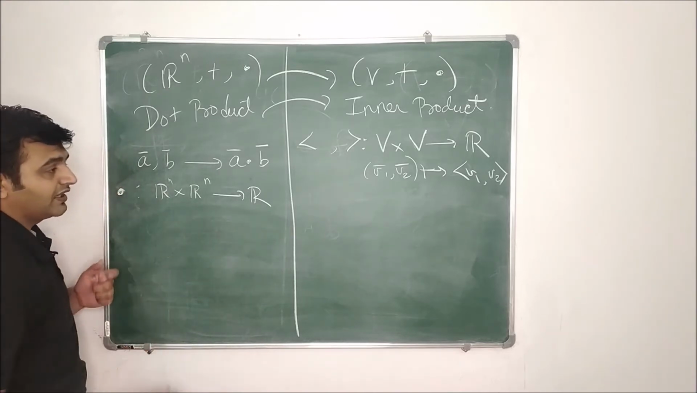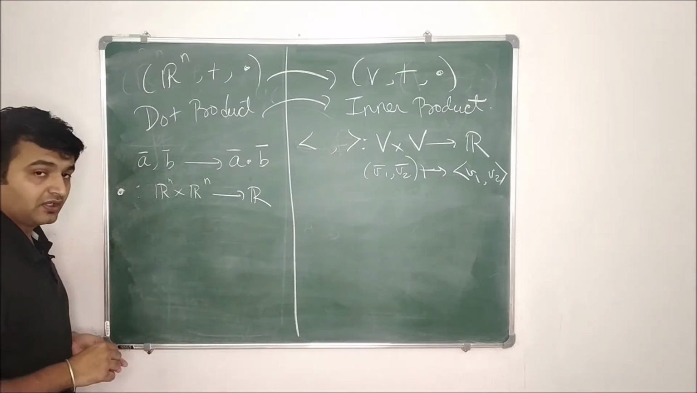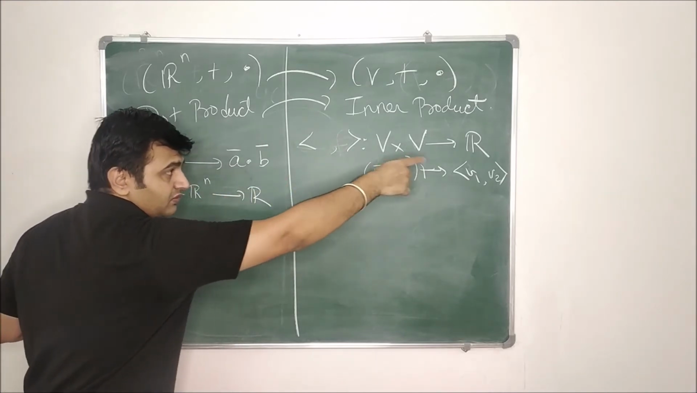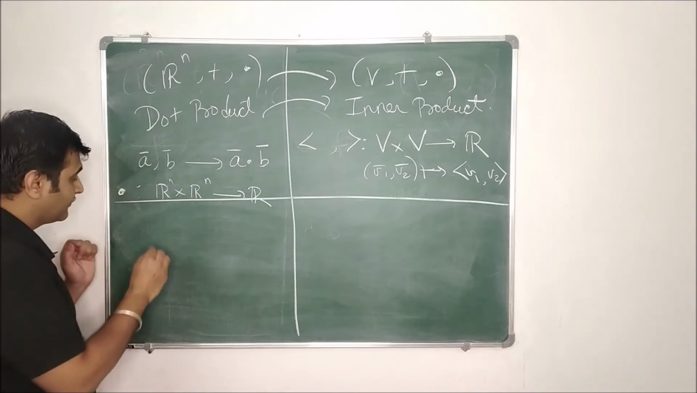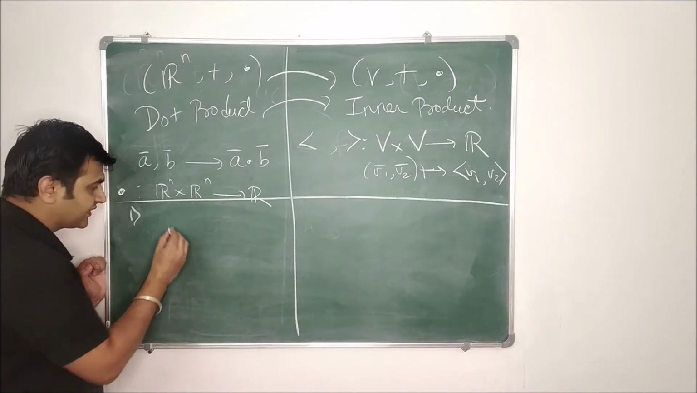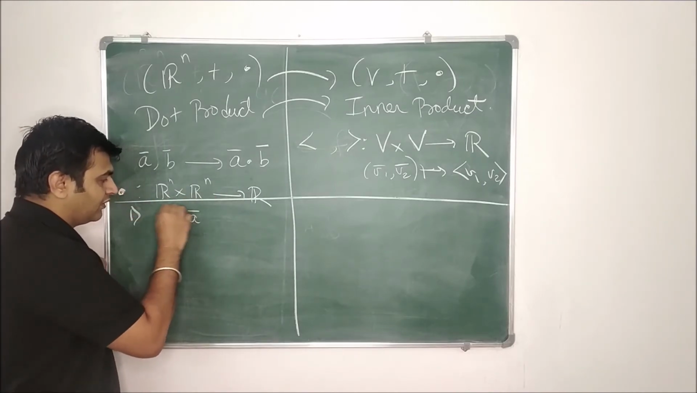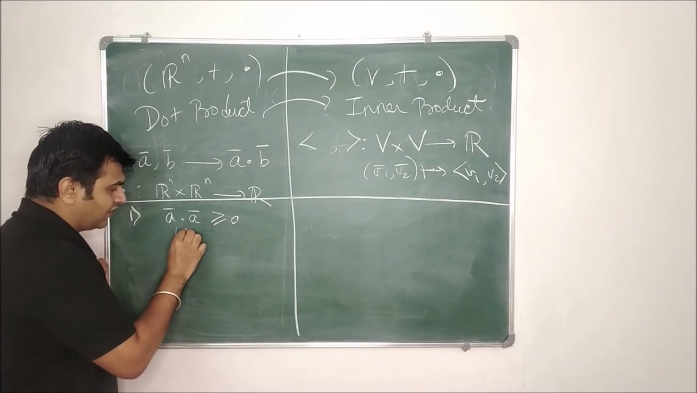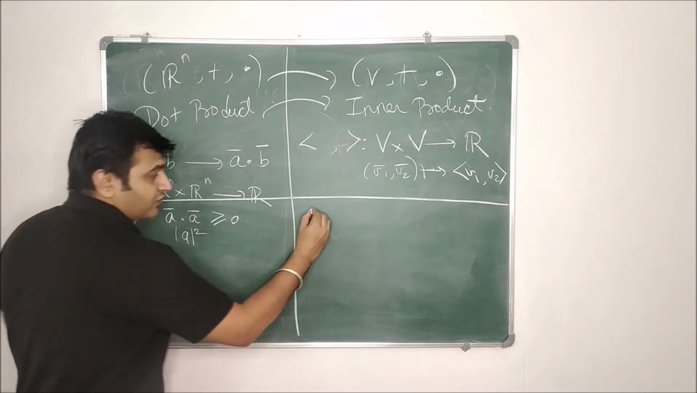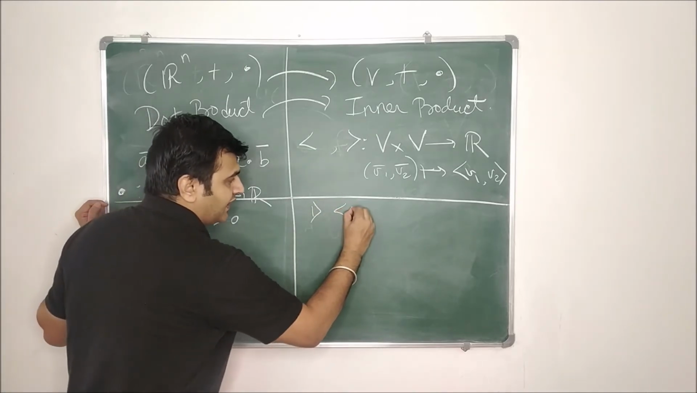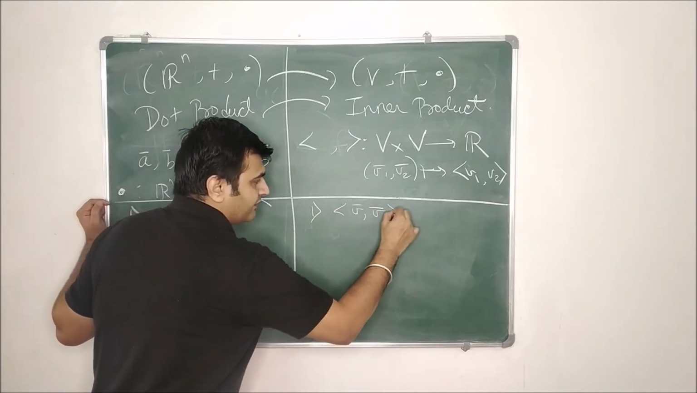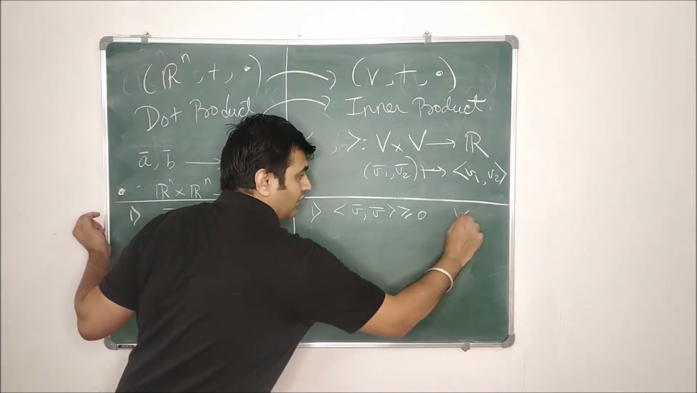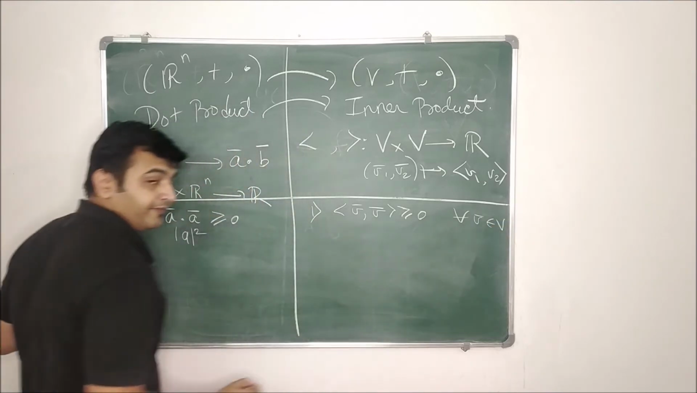Now, what are the obvious properties your inner product, like the dot product, satisfies? The dot product of two vectors is a number, so that's what the function is. The first thing you realize about the dot product is that A dot A is always greater than or equal to 0, because A dot A is nothing but mod of A squared. Therefore the first property you usually see is that the inner product of V bar comma V bar should be greater than or equal to 0 for all V bar belonging to V.